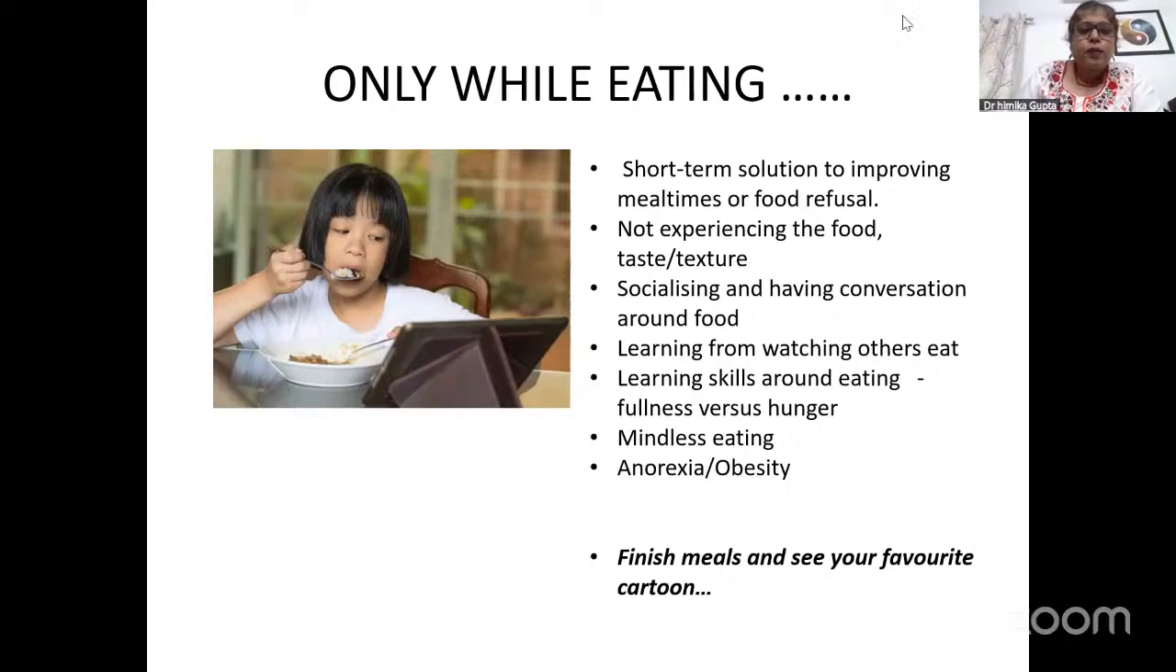And because of the mindless eating, later on these kids are prone to severe forms of feeding disorders, which is either anorexia or obesity. So the best trade-off would be that you tell the child to finish their meals and then you may see your favorite cartoon, but do not eat and watch at the same time. So this is negotiation number 1. What do we have for negotiation number 2?